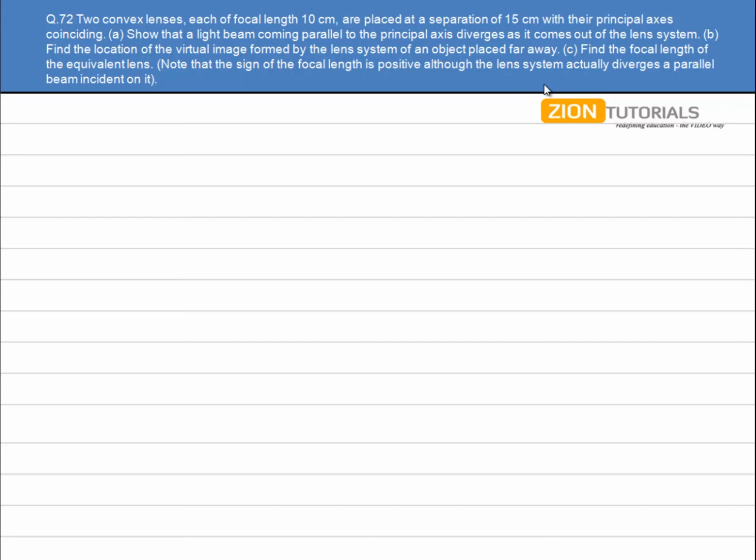Two convex lenses, each of focal length 10 cm, are placed at a separation of 15 cm with their principal axis coinciding. Alright, so let's draw it. This is my first convex lens, my another convex lens, and the focal length of each of them is 10 cm. They are kept at a separation of 15 cm from each other. Now show that a light beam coming parallel to the principal axis diverges as it comes out from the lens system.